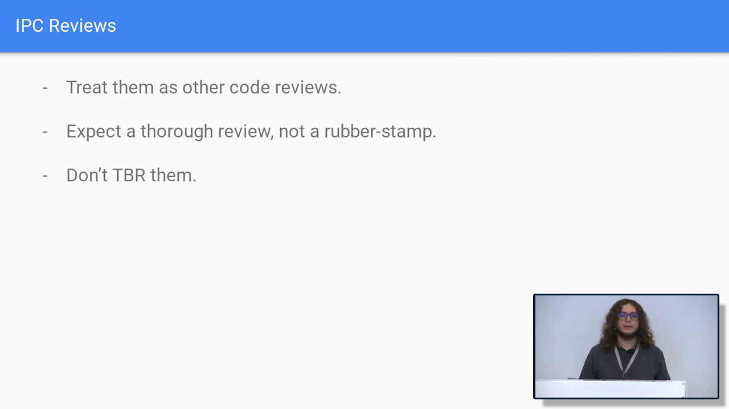So if we go back to the first section, I talked a bit about inter-process communication and why this is important and why this has to be reviewed. Whenever you change an inter-process communication message, that is a Mojo message or an IPC message, you'll have to get a security reviewer's owner's approval. The main tip for this is, if you get nothing else, just get the first one. Treat them as any other owner for code review. Don't expect a rubber stamp once you've gotten everything else. Expect a thorough review. Definitely don't TBR them. It's not OK to send the review to get others' approvals and then just TBR it for the security owner's approval. And yeah, this can all be summed up as: treat them as any other code reviewer. Include them promptly and expect a thorough review.